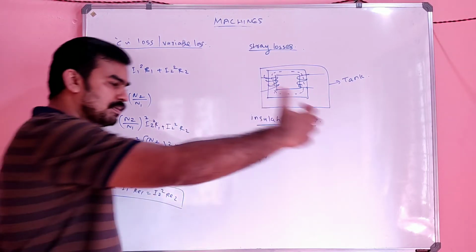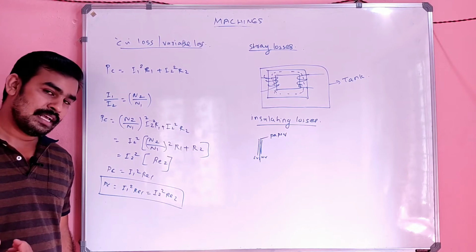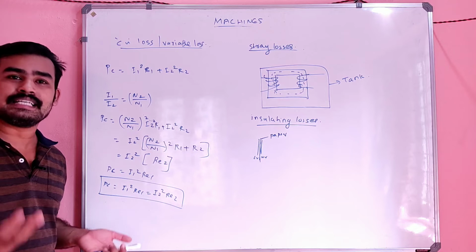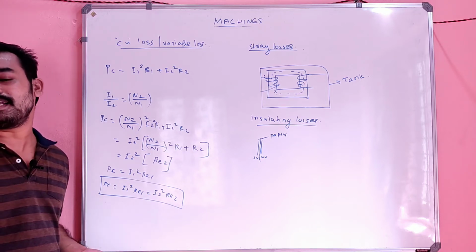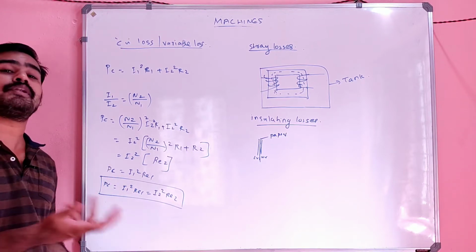Both the primary winding as well as secondary winding is surrounded by transformer oil. You know that. Transformer oil is not a perfect insulator. It has an insulation property, but it is not a perfect insulator, so that also allows some leakage current. So there is also some loss.